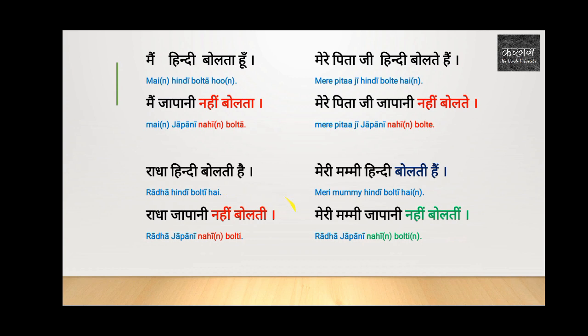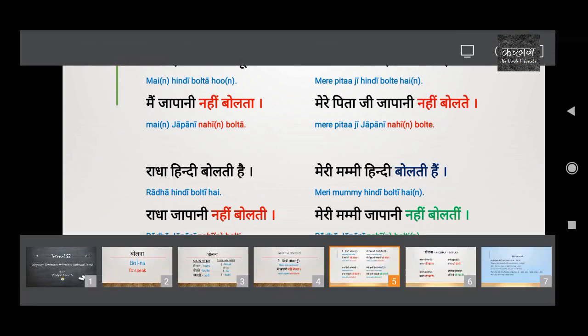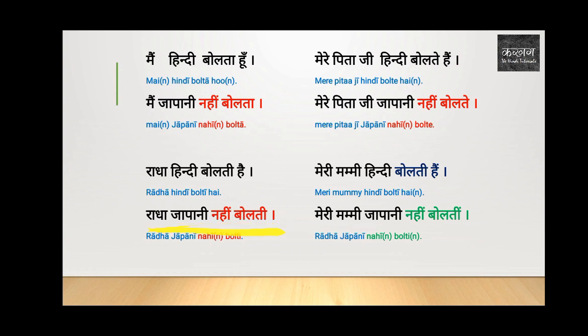Now, why is there a need of adding this nasal sound at the end of the negative sentence for female plural? In case of masculine, we have two separate words: bolta for singular, bolte for plural or formal. We have bolti both for singular and plural. So if we don't put this nasal sound, the sentence will sound equal. राधा जापानी नहीं बोलती. मेरी मम्मी जापानी नहीं बोलतीं. If I pronounce this bolti without the nasal sound at the end, it would sound like I'm talking without respect. That's why, to show more respect, we have transferred the nasal sound of hain to bolti.